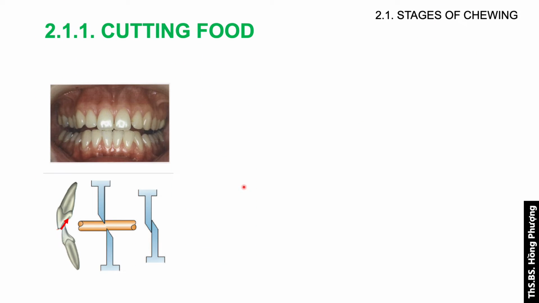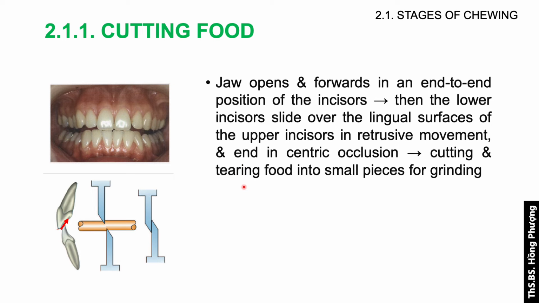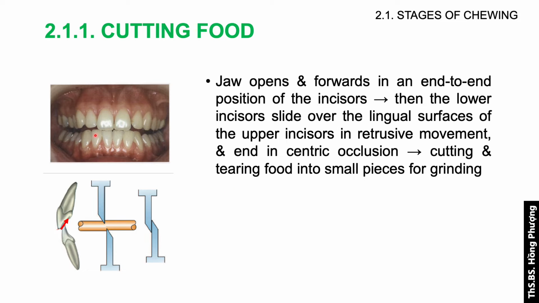When you eat something, the first thing you need to do is open your mouth and bite into the food to cut it. To do this, the lower jaw must be open and forward in an end-to-end position of the incisors. Then the lower incisors slide over the lingual surface of the upper incisors in a retractive movement and end in centric occlusion. This results in a series of activities cutting and tearing food into small pieces for grinding.